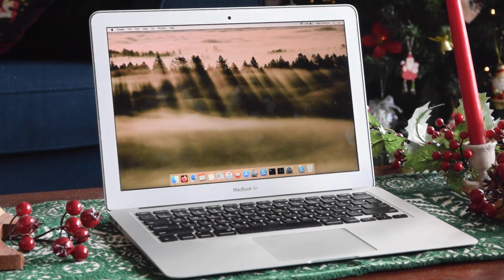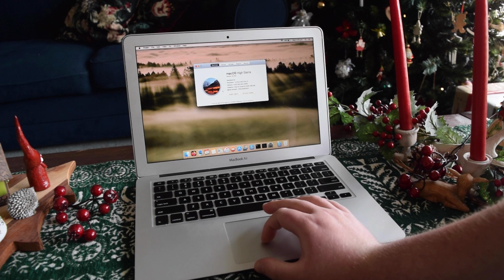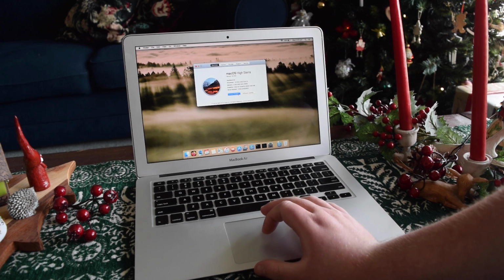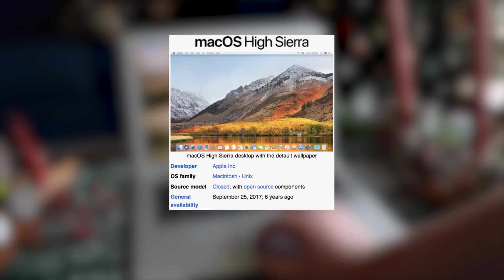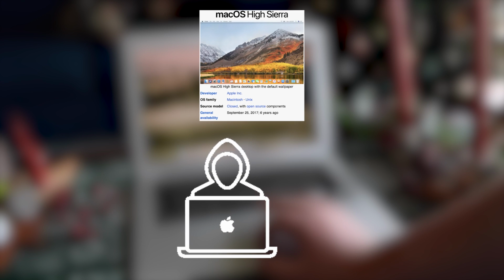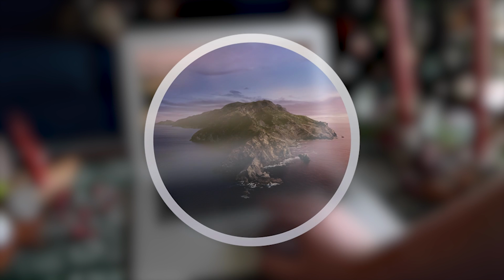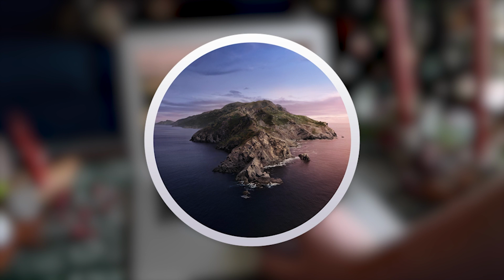This is my 2012 13-inch MacBook Air. It's currently running macOS 10.13 High Sierra, which at the time of recording this video is over 6 years out of date. This leaves it vulnerable to security risks and severely limits the number of modern apps that work with it. This machine can officially run up to macOS 10.15 Catalina, but at 4 years old, support is also wavering and we face similar problems.